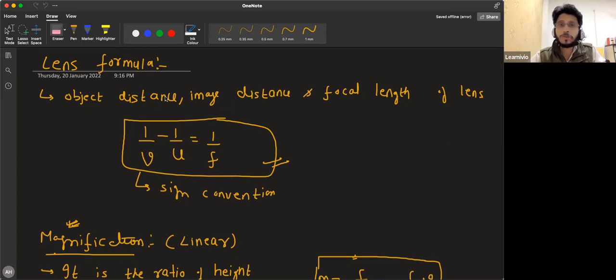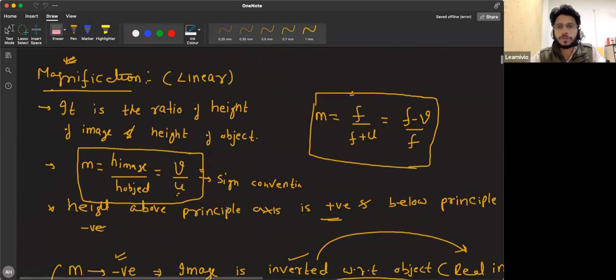It's a general formula and it's valid for all types of images. You can have a real image or a virtual image. You can have a real object and you can have a virtual object. So it's valid for everything. So when you use a general formula in numericals, you have to use sign convention. The next thing is magnification.